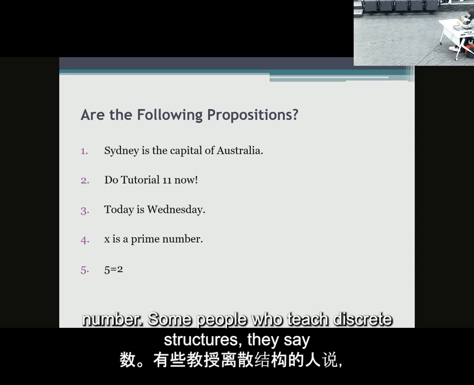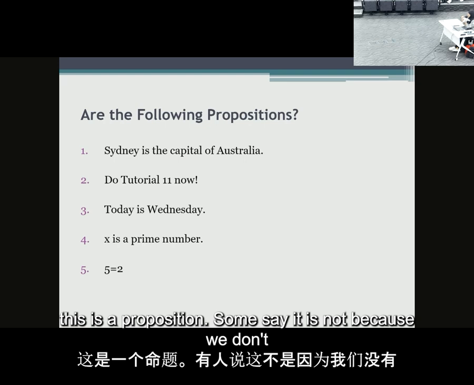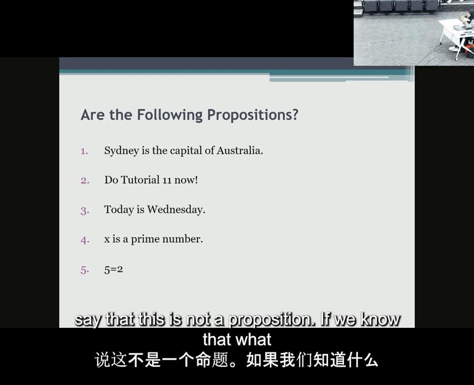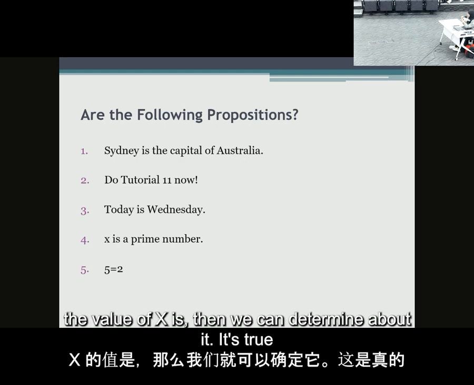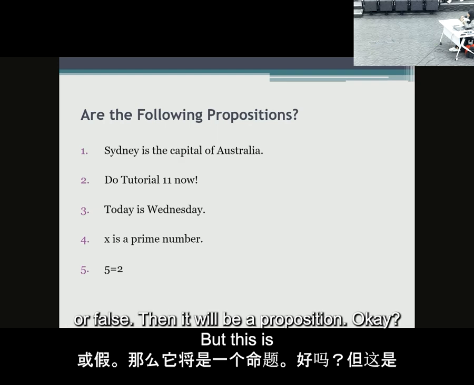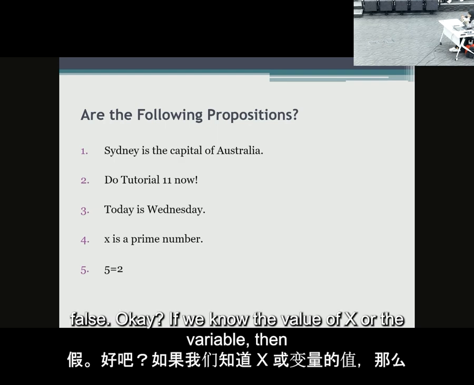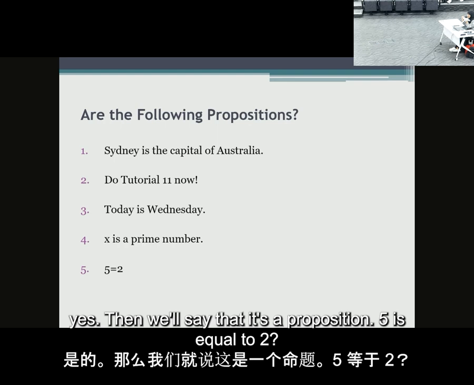Some people who teach discrete structures say this is a proposition, some say it is not, because we don't have the value for x, okay? But in this lecture, we'll say that this is not a proposition. If we know the value of x, then we can determine whether it's true or false, and then it will be a proposition, okay? But this is a bit ambiguous. For this lecture, we will consider it as false, okay? If we know the value of x or the variable, then yes, we'll say that it's a proposition.